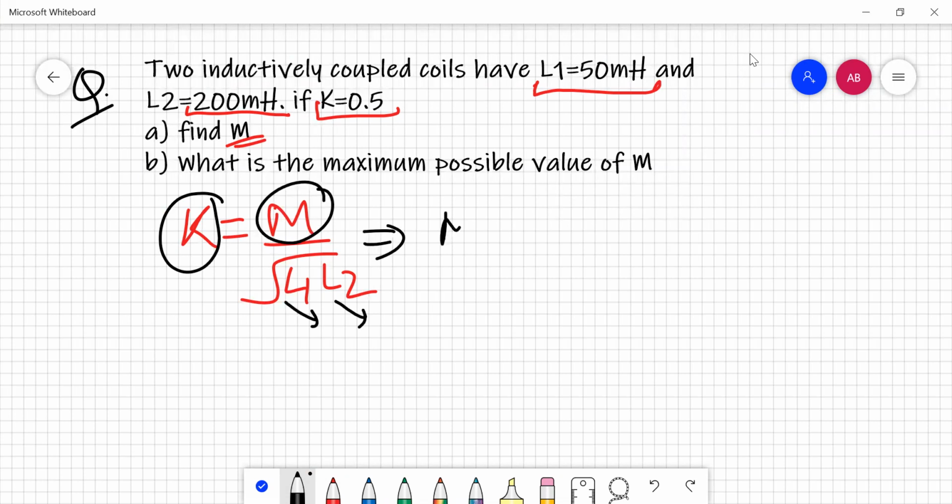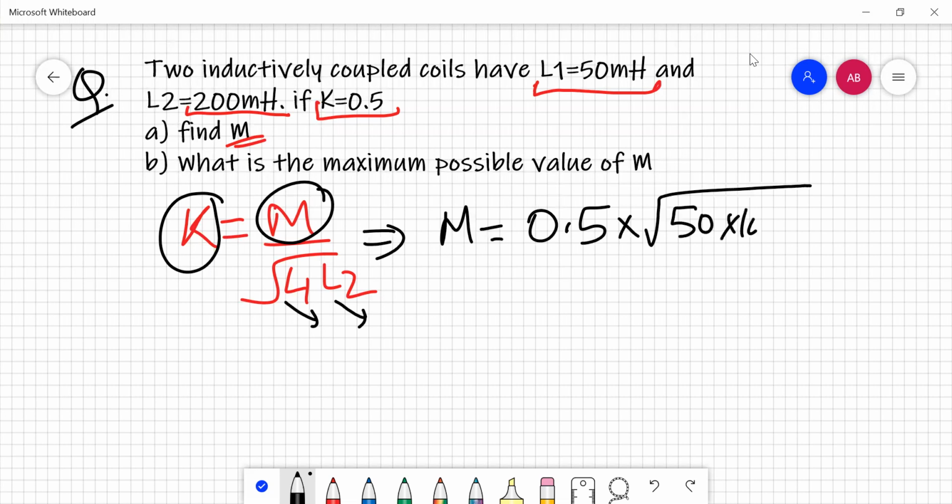So from here, you can just write down that K's value is 0.5 multiplied by under root of L1, which is 50 into 10 raised to power minus 3, milli stands for minus 3, multiplied by 200 into 10 raised to power minus 3, the whole under root, will provide you with the value of mutual inductance M. So that comes out to be 50 millihenries.